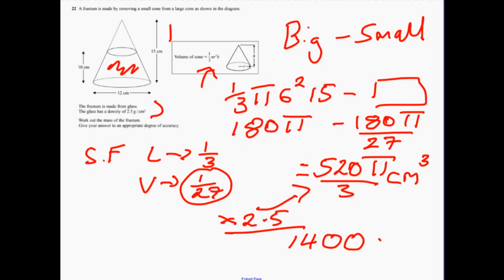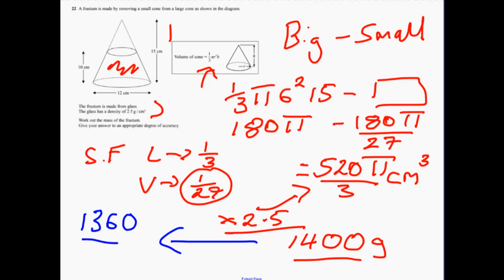And if we multiply that by 2.5, it gives us 1,400, and it's grams. Now I've rounded this, so on your calculator, if you were to put in exactly, rounding it to something else, you might have put 1,360 or 1,361. Okay, you'll be given a bit of leeway. It says appropriate degree. I think that's sensible, but obviously that would be acceptable as well.